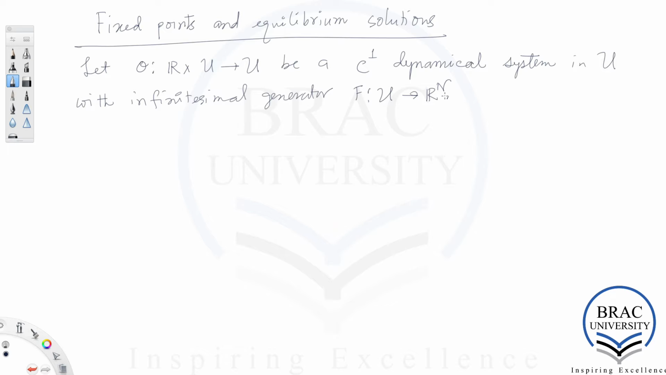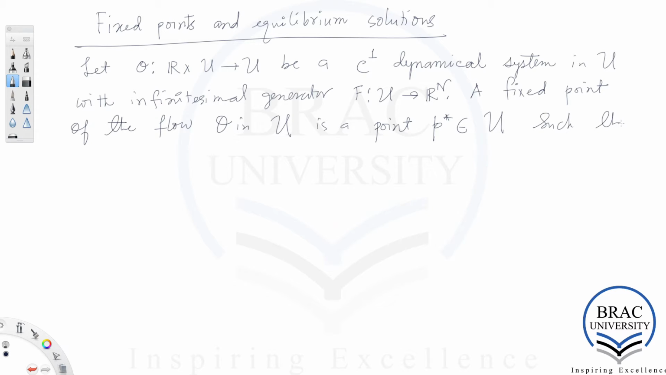A fixed point of the flow theta in U is a point P star in U such that theta t comma P star is equal to P star for all t in R. So this is the definition of a fixed point of a flow.